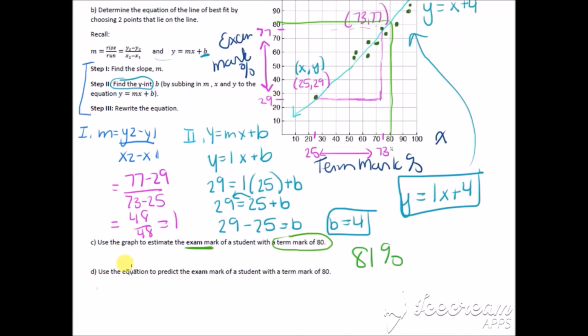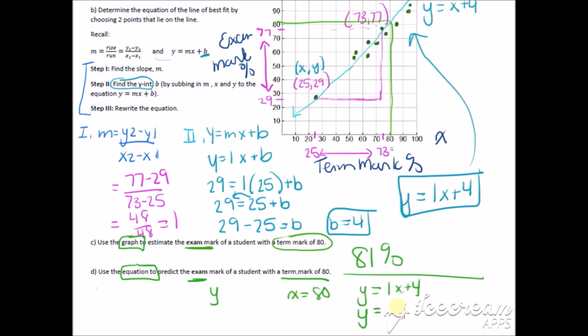Now D says use the equation. Okay, so it's different. Graph versus equation. So we're still going to predict the exam mark, and the exam mark is our y, and it gives us the term mark, which is x, is 80. So let's write out y equals 1x plus 4, and let's sub in x equals 80. So 1 times 80 plus 4, which is just 80 plus 4. So I get y equals 84%.